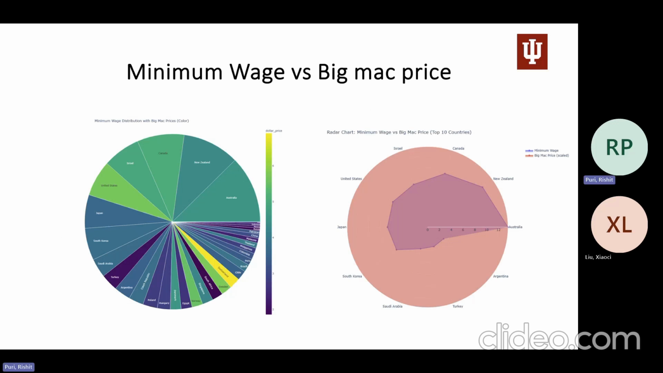Similar to the choropleth map shown before, this is a visualization of the minimum wage versus the Big Mac price in the form of a radar chart and a circular pie chart. From the color coding and the distribution in this circular chart, we can see that countries like Australia and New Zealand have high Big Mac prices and also a very high minimum wage rate compared to countries like India, where the minimum wage rate is pretty low.